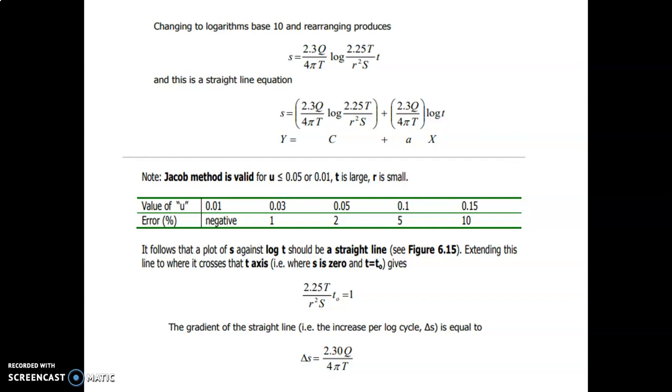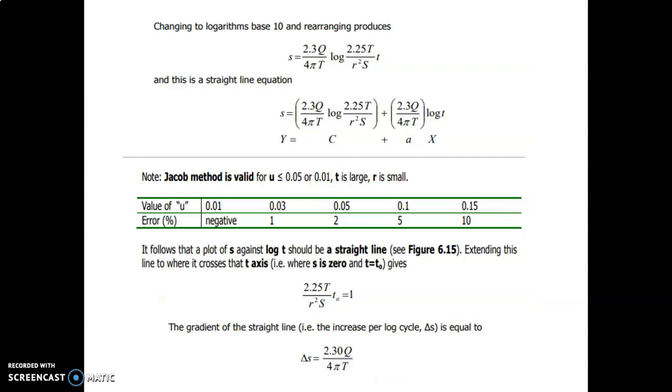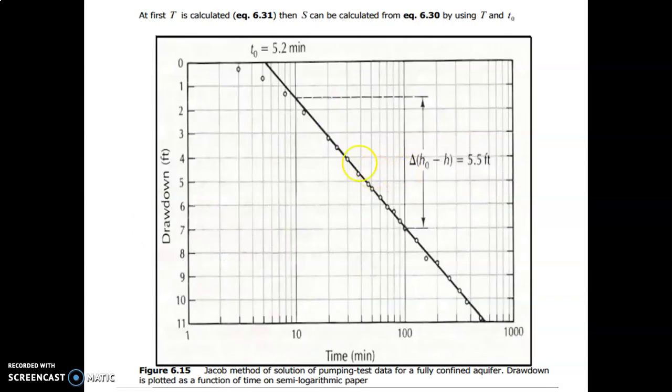And by plotting the drawdown against the time, you get a straight line. For the straight line of Jacob's method for finding the characteristics of unsteady flow, the value of u should be less than 0.01, which means t should be large and r should be small. The gradient of this straight line obtained from Jacob's method is given as delta s equals 2.3 Q by 4 pi T, which is shown in the graph itself.